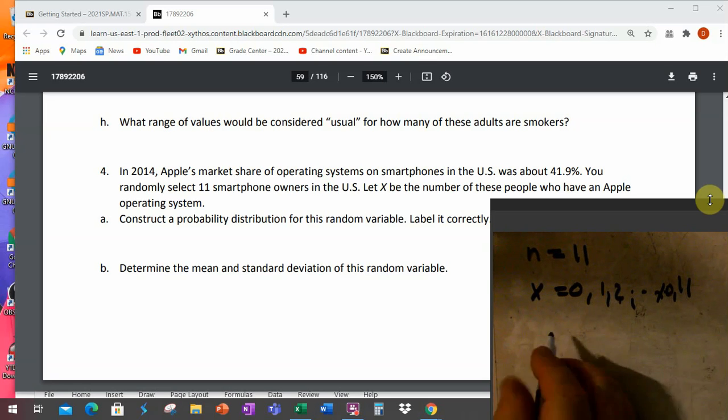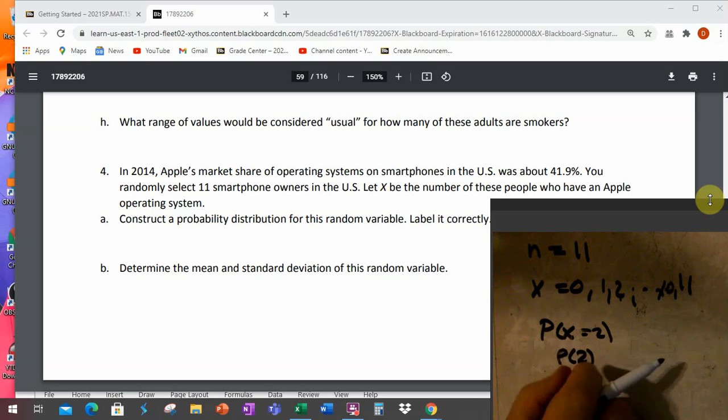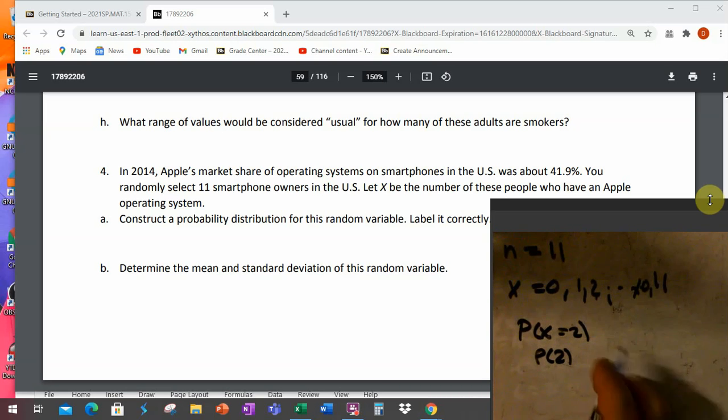It's calculable. This is the probability of a particular X. So this would be like X equal to 2. But the way we write this is the probability that we come up with 2. Okay, that shortens it down for binomials. So this would look like 11 choose 2.